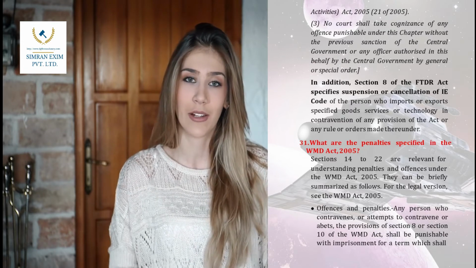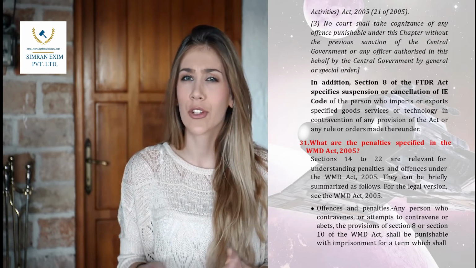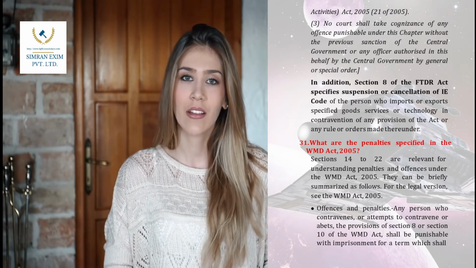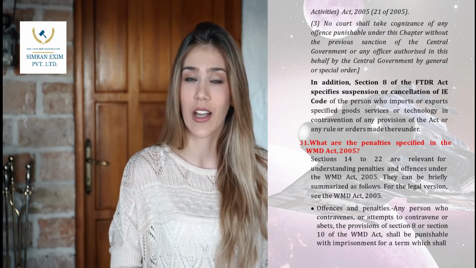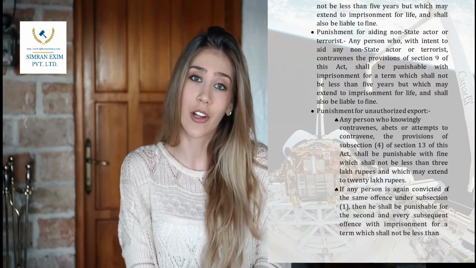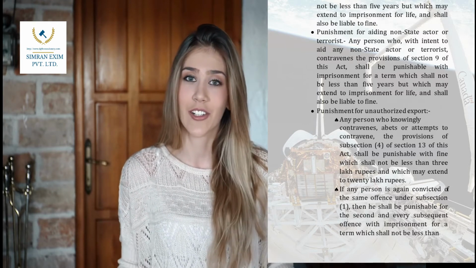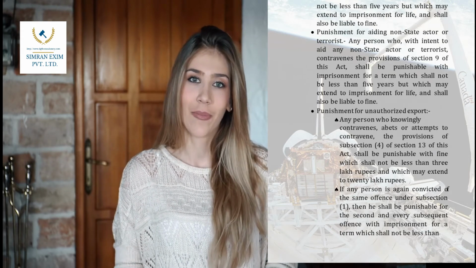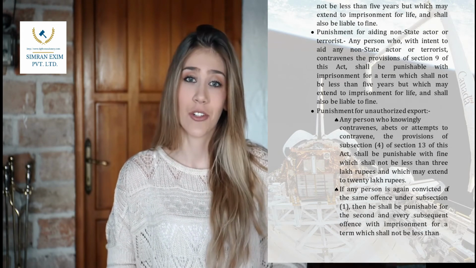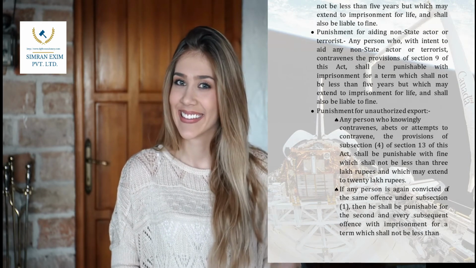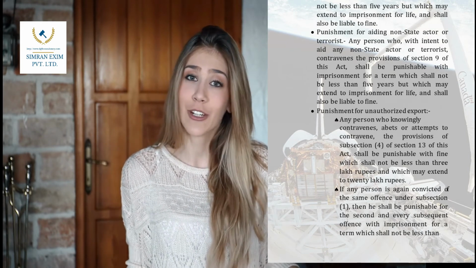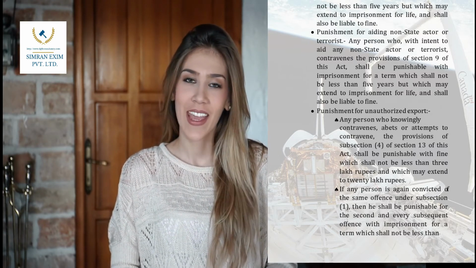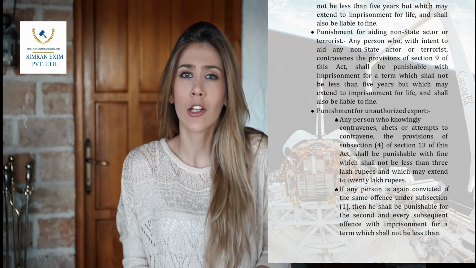Offenses and penalties. Any person who contravenes, or attempts to contravene or abets, the provisions of Section 8 or Section 10 of the WMD Act, shall be punishable with imprisonment for a term which shall not be less than 5 years but which may extend to imprisonment for life, and shall also be liable to fine. Punishment for aiding non-state actor or terrorist. Any person who, with intent to aid any non-state actor or terrorist, contravenes the provisions of Section 9 of this Act, shall be punishable with imprisonment for a term which shall not be less than 5 years but which may extend to imprisonment for life, and shall also be liable to fine.